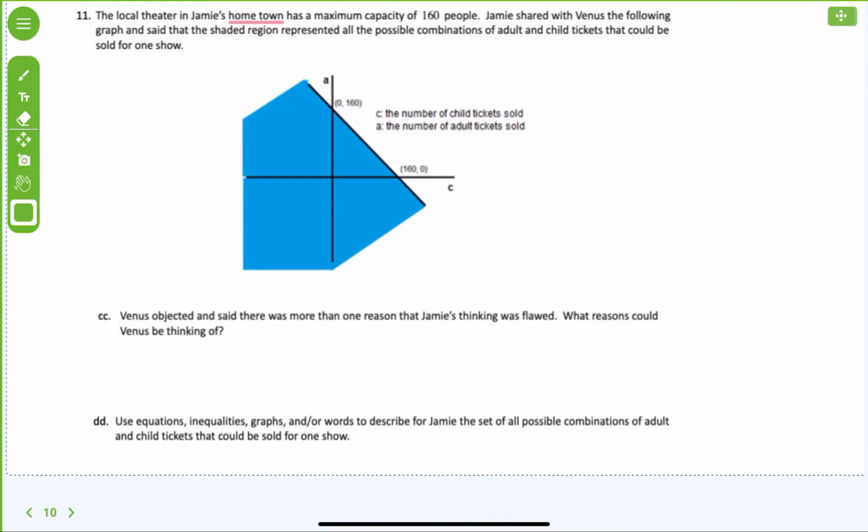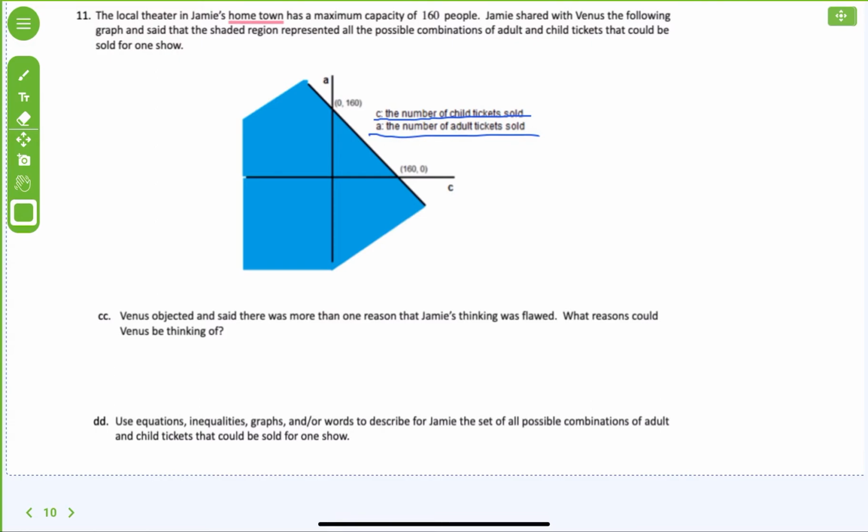All right, page 10. Number 11. The local theater in Jamie's hometown has a maximum capacity of 160 people. Jamie shared with Venus the following graph that said the shaded region represents all the combinations of adult and child tickets that could be sold for one show. Notice that C would give you the values of the children tickets. A gives you the values of the adult tickets.